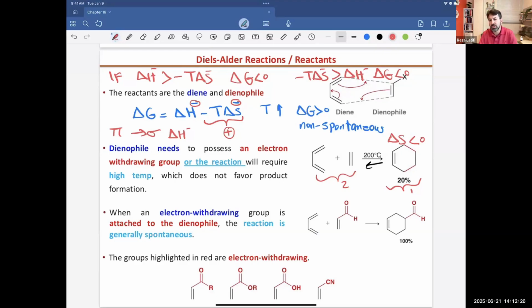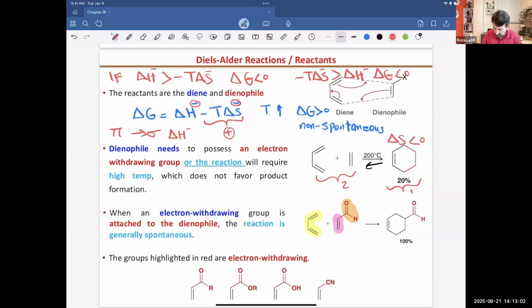The trick is to put an electron withdrawing group on the dienophile. And this one is the diene, and the one with the single pi, single double or triple bond, we call it dienophile because it wants to interact with the diene. So we're going to put an electron withdrawing group attached to the dienophile, and that's going to actually increase the efficiency of the system. And how does it do it?